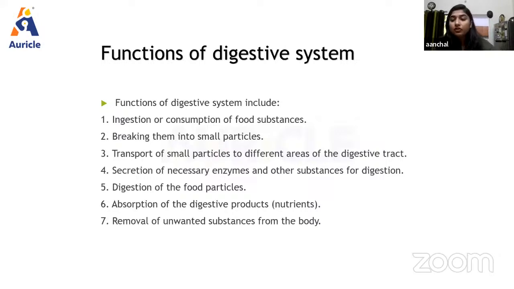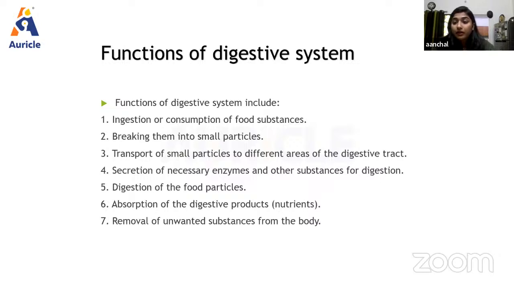Here we have the functions of the digestive system. First function is the ingestion or consumption of food substances. As we know, the first primary part of GIT is the mouth, in which ingestion, meaning intake of food, occurs. Then we have the breaking of food into smaller particles. The breaking down of food starts in the mouth itself with the help of teeth that help in chewing. Then transport of small particles to different areas of the digestive tract.